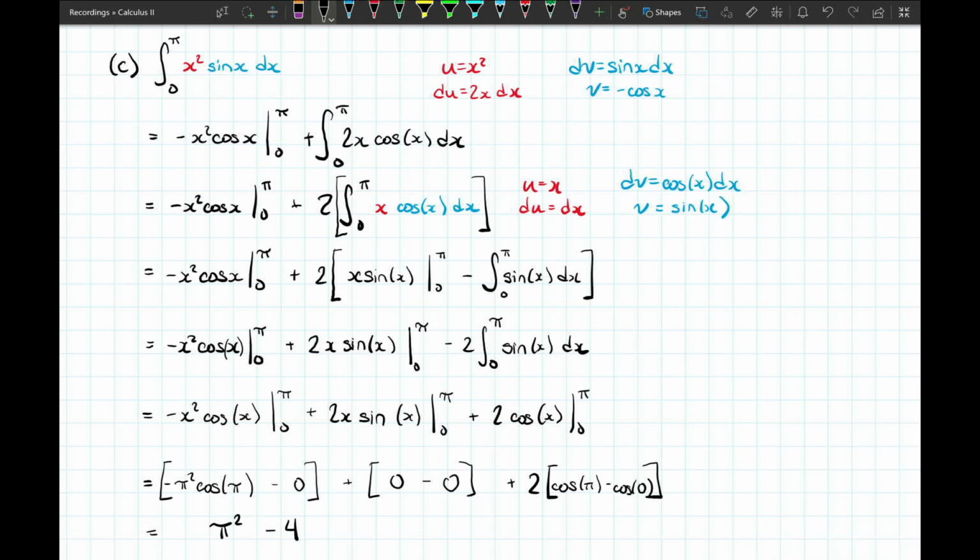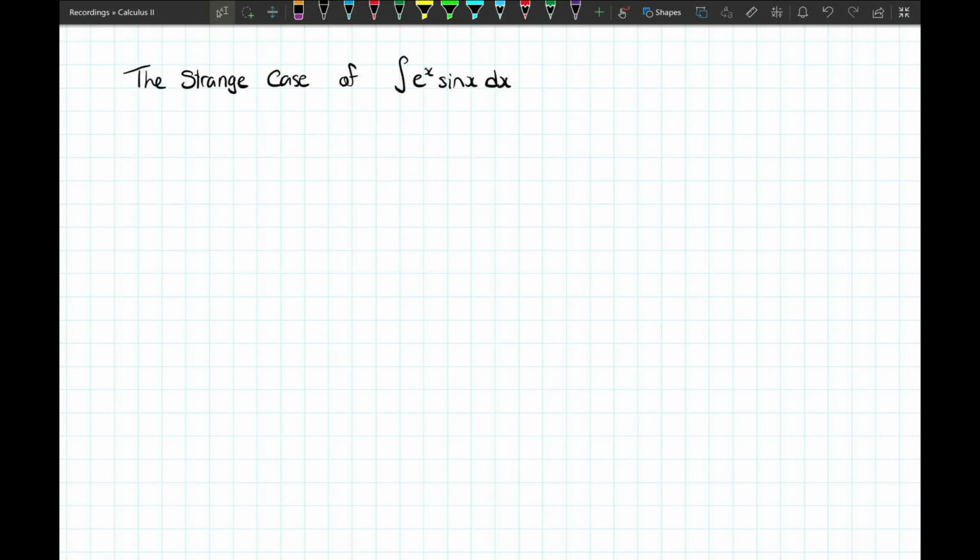All right, and if you're still following this far through the video, let's take a look at a weird, atrocious example of integration by parts. Something that the first time you encounter may seem a little bizarre. Let's call this the strange case of the integral of e to the x sine x. All right, well, let's just see what makes this so strange here.